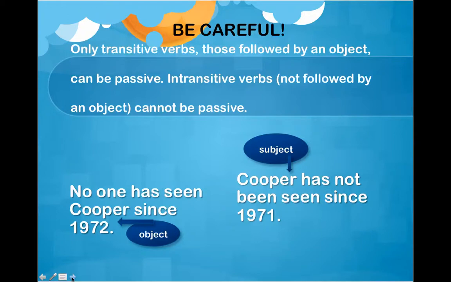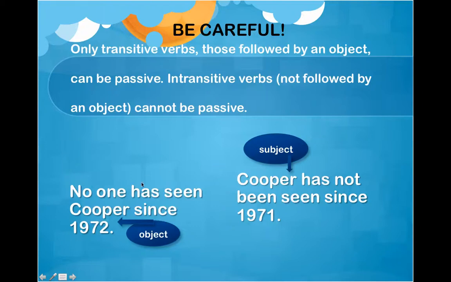Okay, be very careful. Only transitive verbs, those followed by an object, can be passive, because in order to make a passive sentence, you have to move the object to subject position. You need to have an object. Okay? An intransitive verb cannot be passive.